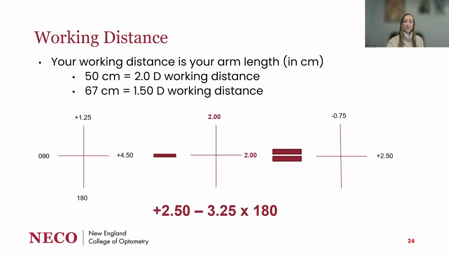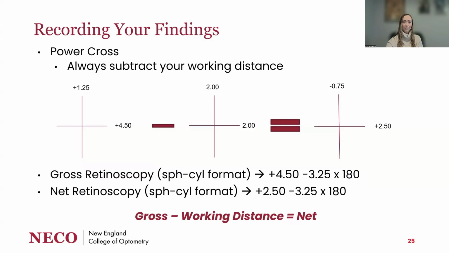However, keep in mind that the cylinder is actually the difference between these two meridians. So you have to find the difference between our +2.50 and -0.75, which gets us to our final retinoscopy finding of +2.50 -3.25 at 180. And you can see here that we have the gross retinoscopy findings to start. And once we have subtracted our working distance, we have the net retinoscopy finding, which is our final result.